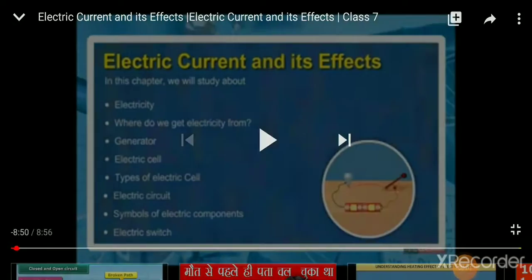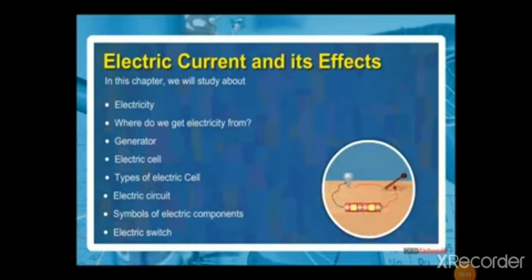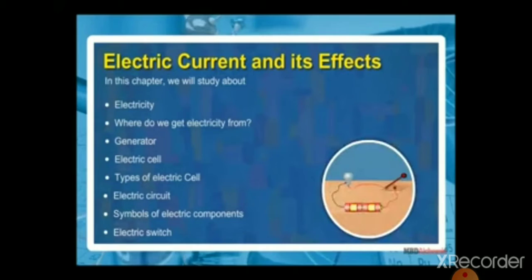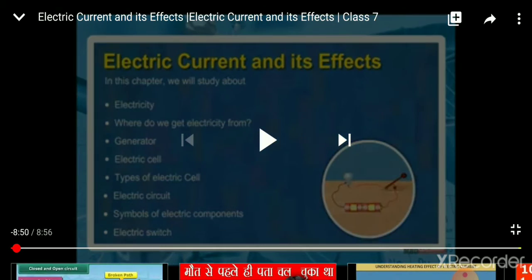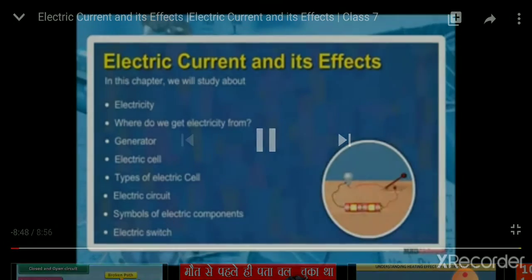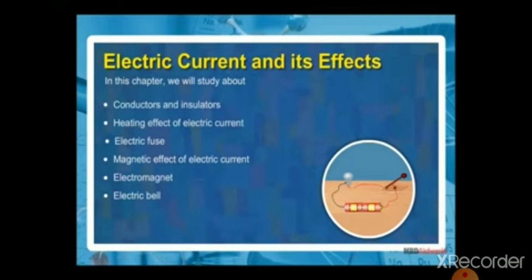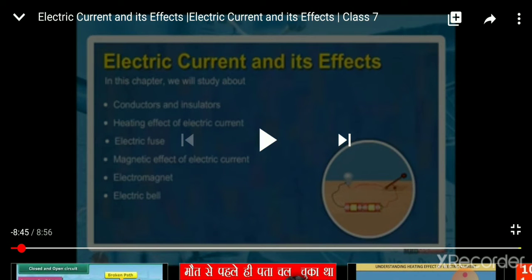Good morning, students. Today we are starting new chapter number 14, electric current and its effect. So in this chapter we will study about electricity. Where do we get electricity from? Generator, electric cell, types of electric cell, electric circuit, symbols of electric component, electric switch, and conductors and insulator, heating effect of electric current, electric fuse, effects of electric current, electromagnet, electric bell. So these are the topics that we will cover in this chapter.